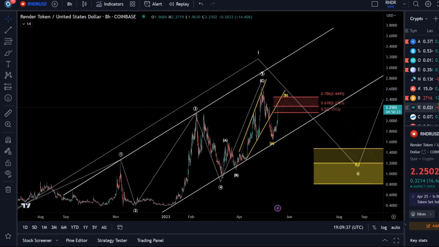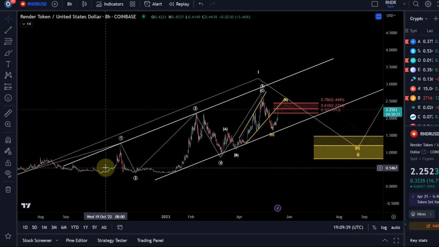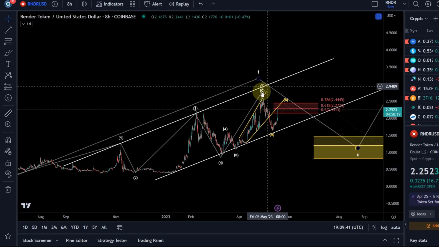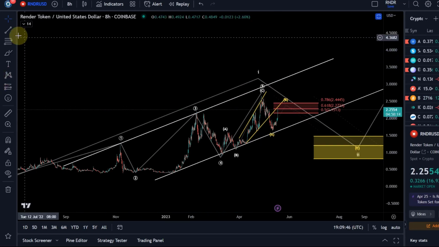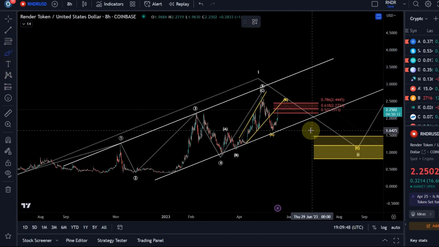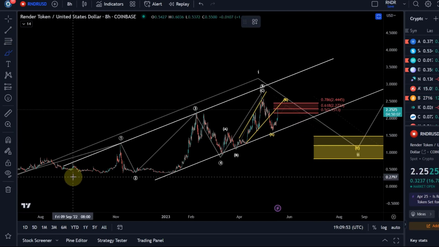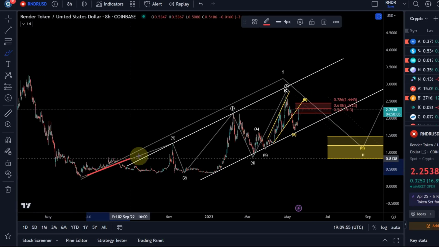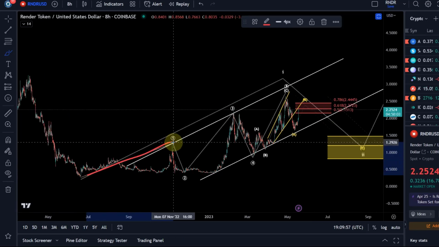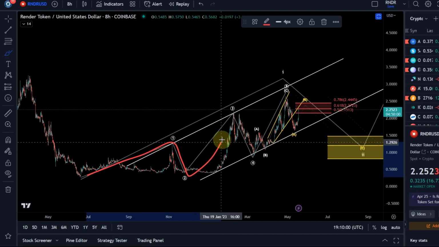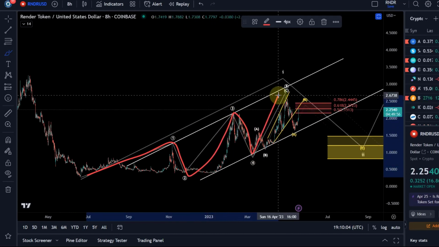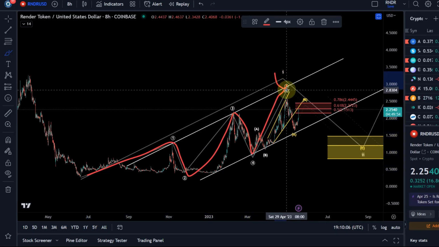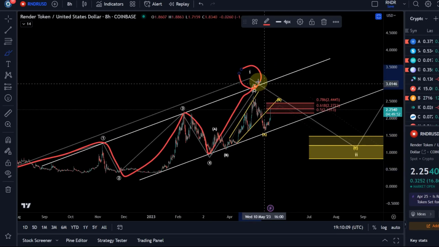So let me just take you through the count again. The idea is that we are working on a diagonal pattern here, a wave one to the upside. Diagonals are always very difficult to count, and until they're finished, it's very hard to trade them. So we currently look at this as a possible wave one that peaked here in November 22, a wave two to the downside, a wave three to the upside, a wave four to the downside, a wave five done. So the idea is that possibly this leading diagonal could be finished.